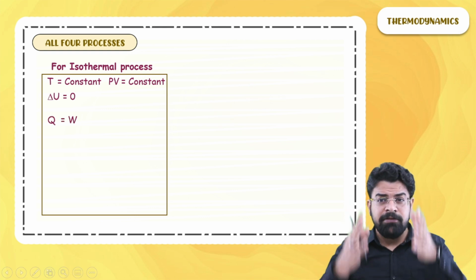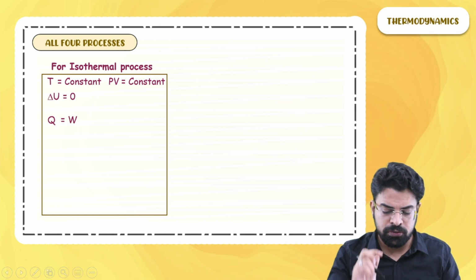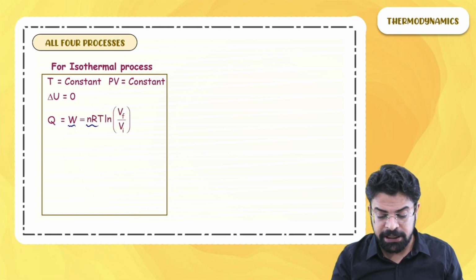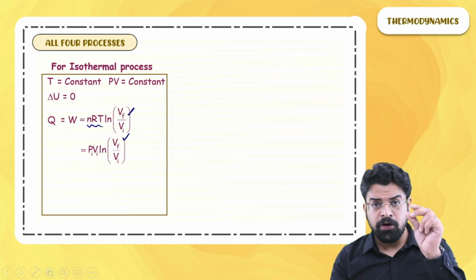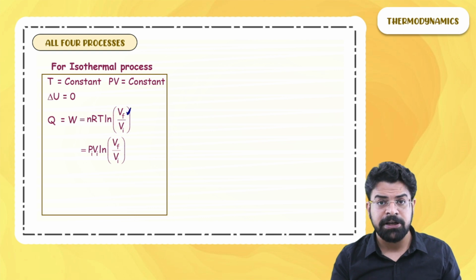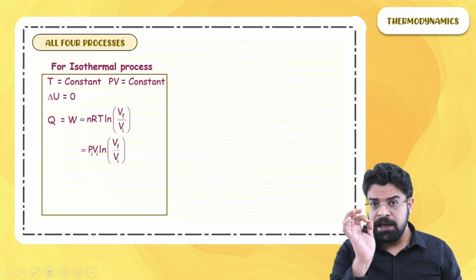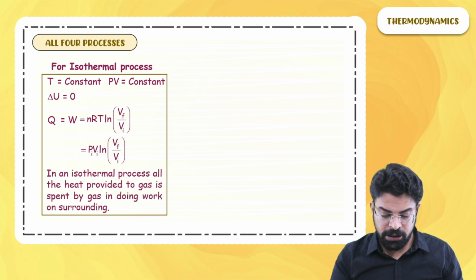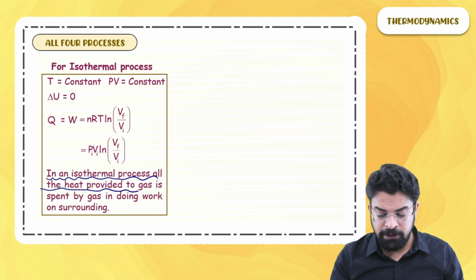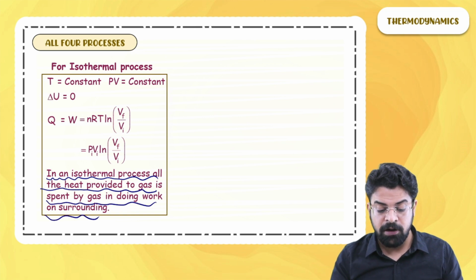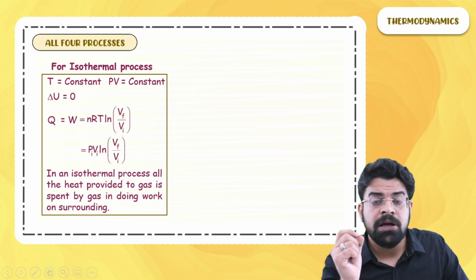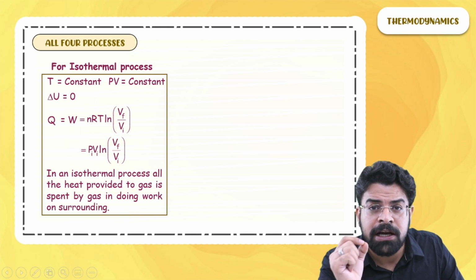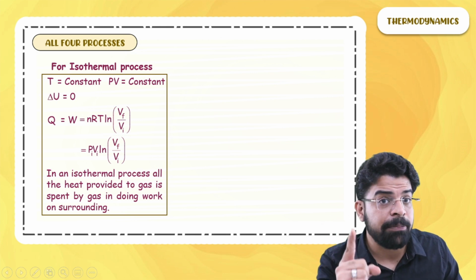I told you there are many ways to write this work done, but we will focus on just two. The work done can be written as nRT ln(V final by V initial). In place of nRT you can write P initial V initial, and in place of final volume by initial volume you can even write initial pressure upon final pressure. Remember that in the case of an isothermal process, all the heat provided to the gas is utilized by the gas in doing work on the surroundings. The gas stores no part of the heat provided to it to increase the internal energy. This happens in the isothermal process.